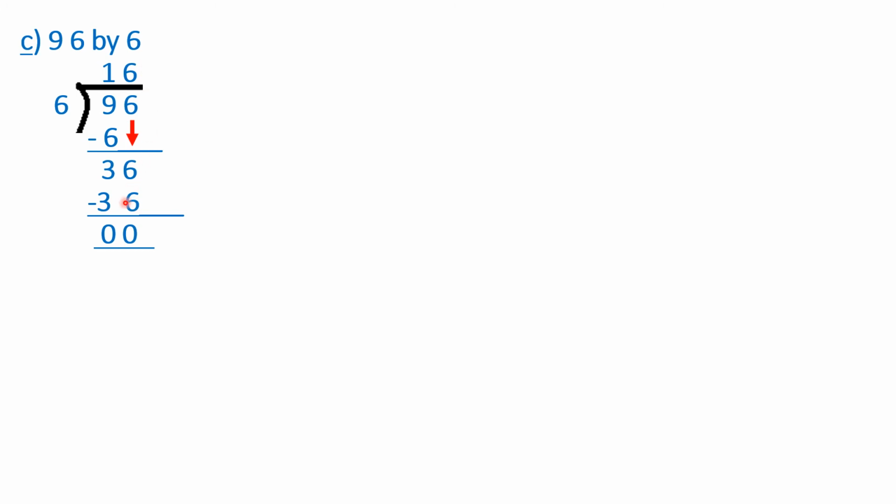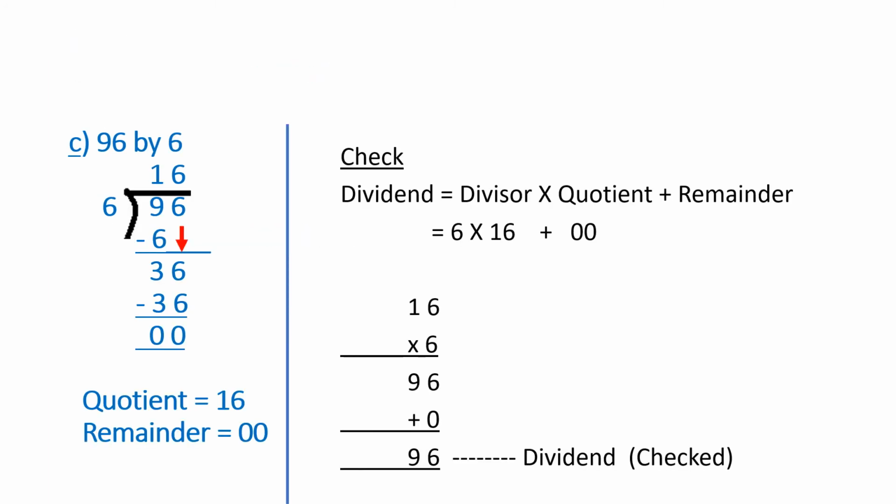Clear? Now again you subtract 6 minus 6 0. 3 minus 3 0. So which is your quotient? 16 and remainder 0. Clear? Mention it. Quotient 16, remainder 0.